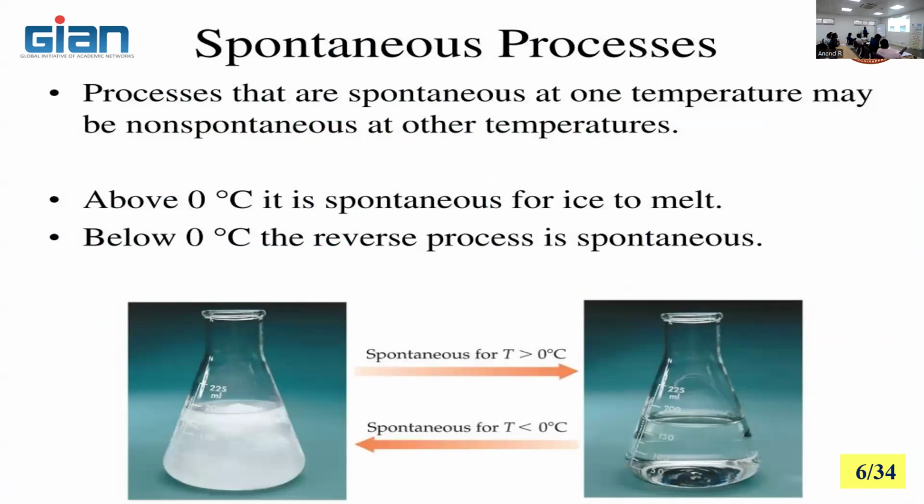Processes that are spontaneous at one temperature may be non-spontaneous at other temperatures. Above 0 degrees, it is spontaneous for ice to melt. Below 0 degrees, the reverse process is spontaneous. So here you provide the heat to melt the ice into water. Similarly, you have to remove the heat to convert the water into ice. Both are spontaneous. It's a naturally occurring process.